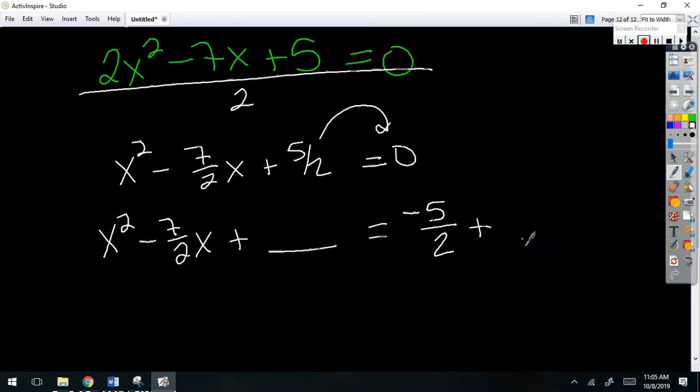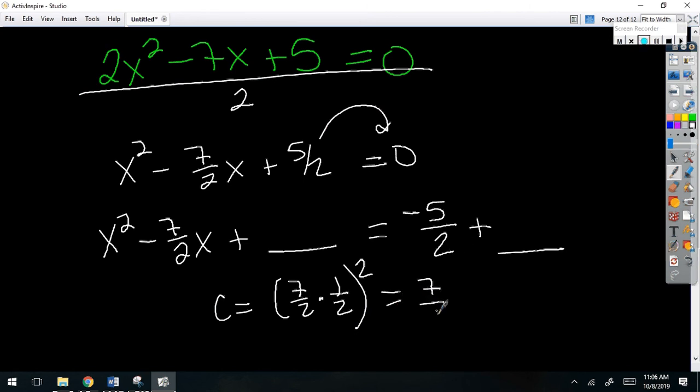All right, so to find this good C that I'm going to add to both sides of my equation, I need to take B, cut it in half, and square it. But it's a fraction, right? So let's think about it. When you cut something in half, you can divide by 2 or multiply by half. Since it's already a fraction, I'm just going to multiply by half. So that gives me 7 over 4. You're going to square it, so it doesn't matter. 49 over 16.